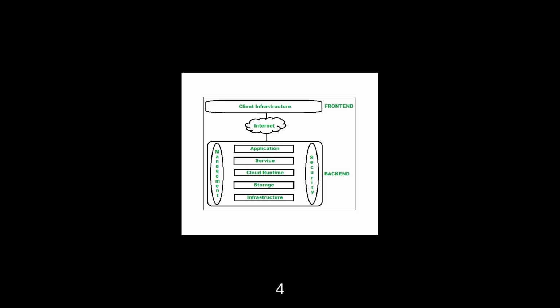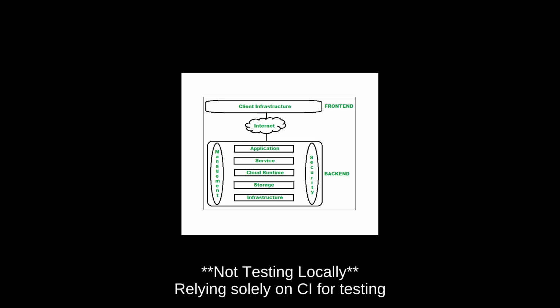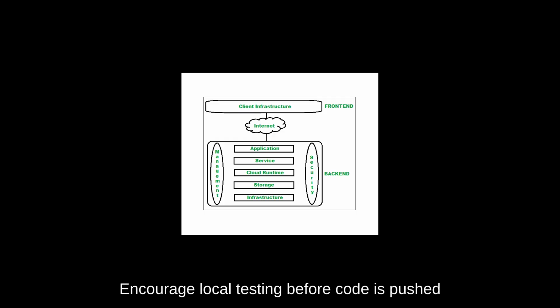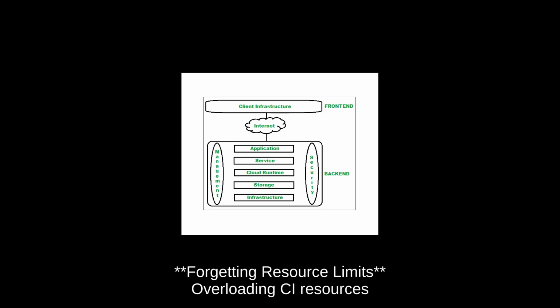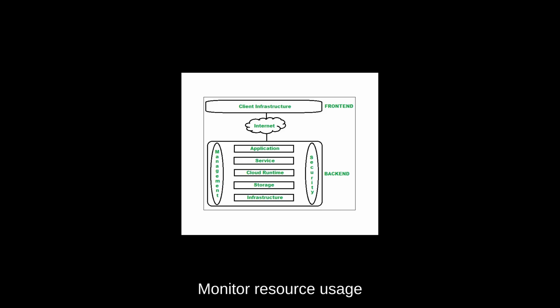4. Not testing locally: relying solely on CI for testing. Encourage local testing before code is pushed. This saves time in the CI/CD pipeline. 5. Forgetting resource limits: overloading CI resources. Monitor resource usage. If using cloud-based solutions, ensure you're within your limits to avoid slowdowns.